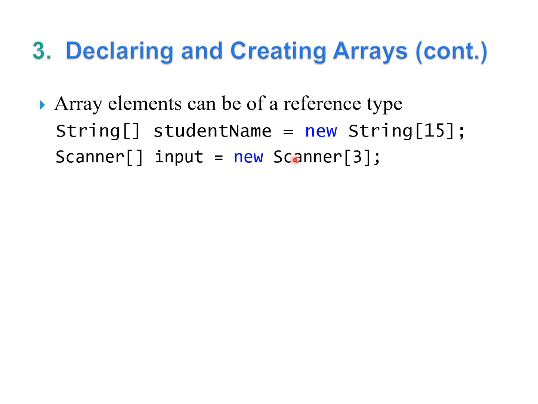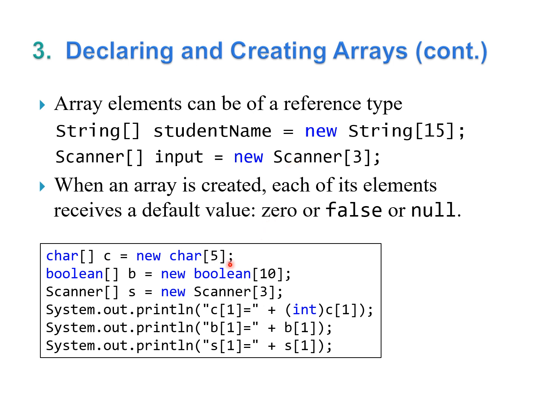When an array is created, each of its elements receives a default value of 0, false, or null, depending on the element type. If it's a numeric type or char, the default value is 0. If it's Boolean, the default value is false. If it's a reference type, then the default value is null, as shown in this example.